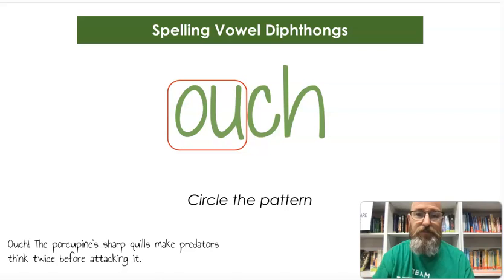O-U-C-H. Of course, that diphthong there is O-U. I'm sure you circled it. Ouch! The porcupine's sharp quills make predators think twice before attacking it.